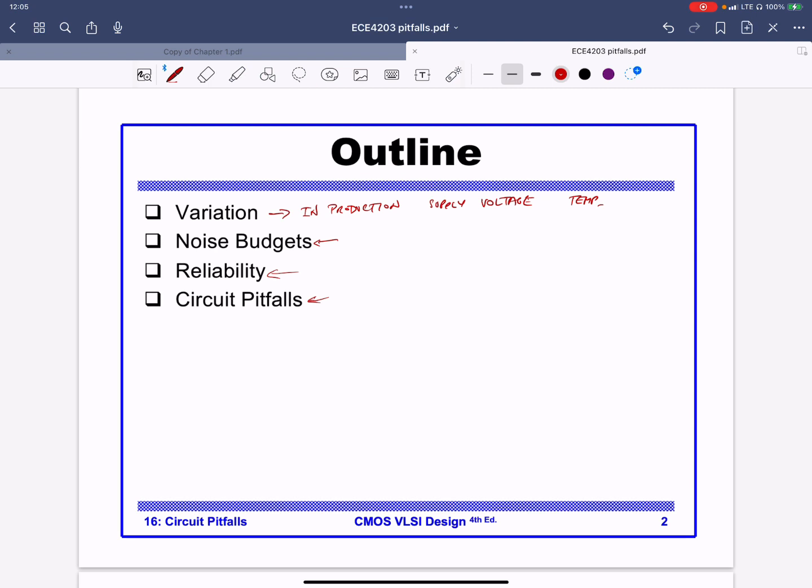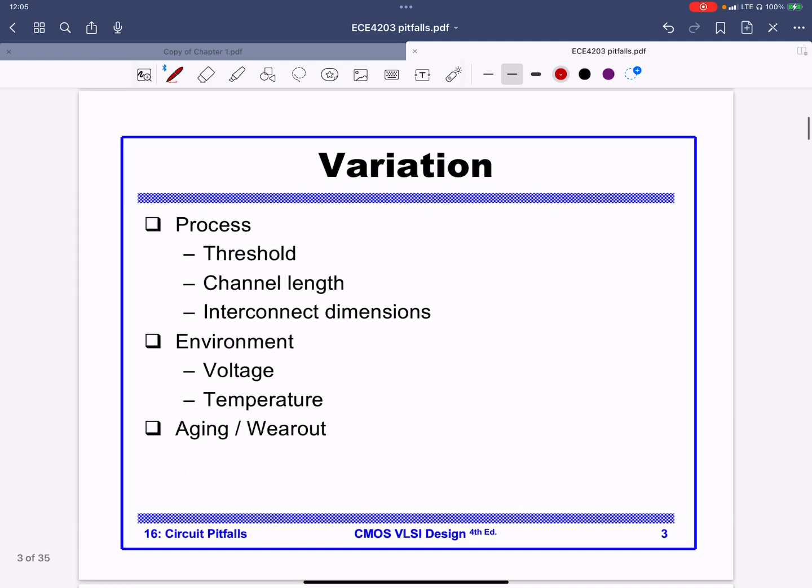mostly non-combinational circuits. Combinational CMOS circuits, like we've been talking about, inverters, etc., are pretty robust. But when you talk about sequential circuits, things like that, things can break. In terms of the variations, the first topic we want to talk about is process variations. So these are things that happen during the manufacturing of the circuit.